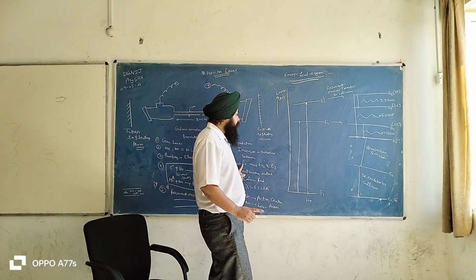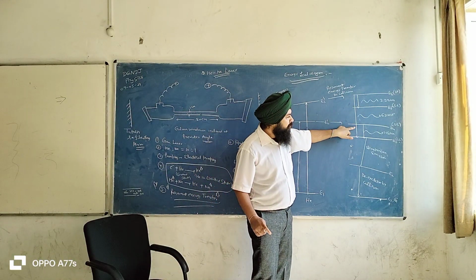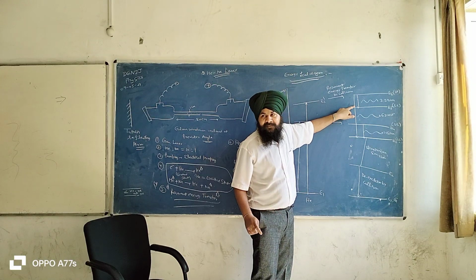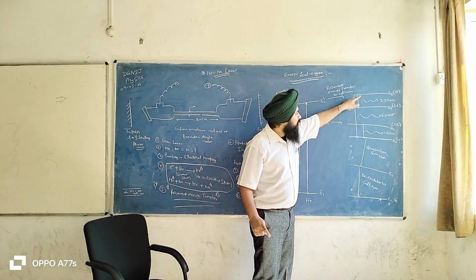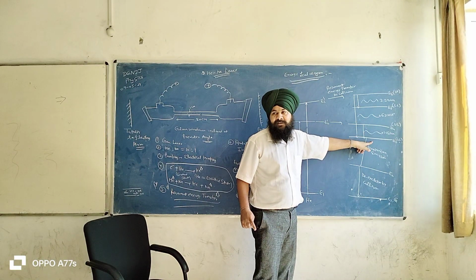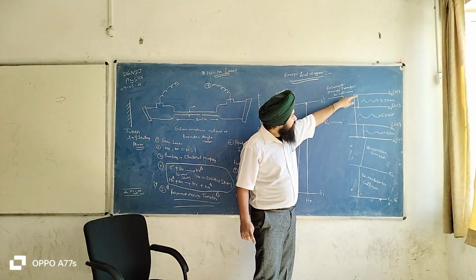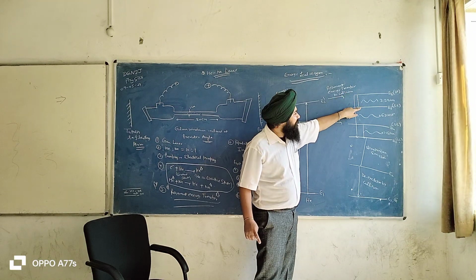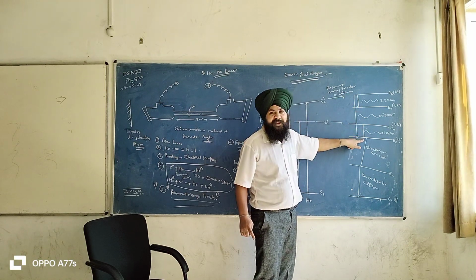between E4 or E6 and E5 and E3. So this is called the upper laser level, this is the lower laser level, this is the upper laser level, this is the lower laser level. Now what will happen? This is a filled level, this is an empty level, this is a filled level, this is an empty level.